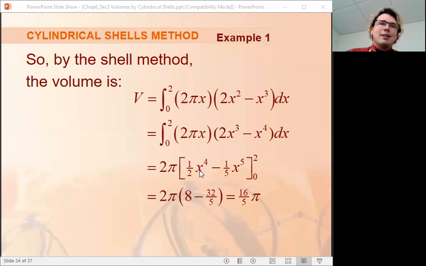This formula allows us to calculate that volume with just a simple antiderivative of a polynomial, and it's the geometry that told me what is the correct polynomial to integrate.